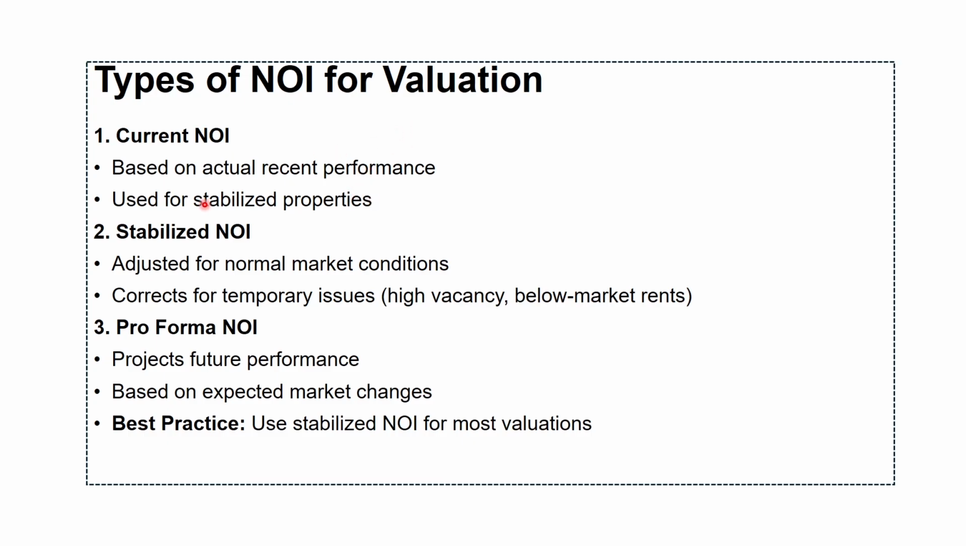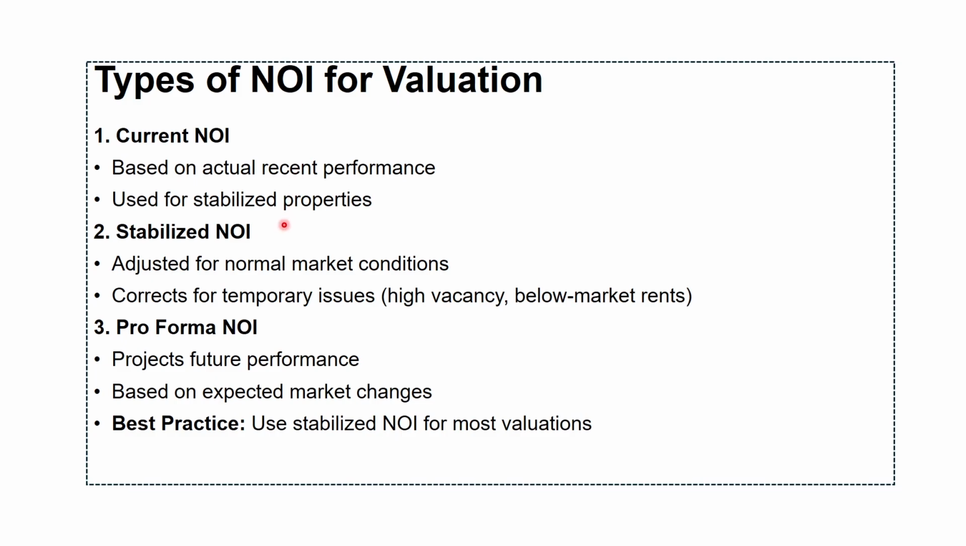Current NOI uses the property's actual recent performance, last year's audited financial statements, for example. This works well for stabilized properties operating under normal conditions. If you are valuing a well-managed office building with stable tenancy and market rate leases, current NOI might be perfectly appropriate. However, many properties aren't operating under normal conditions. Maybe there is an unusually high vacancy due to a major tenant moving out, or rents are below market because leases were signed during a downturn.